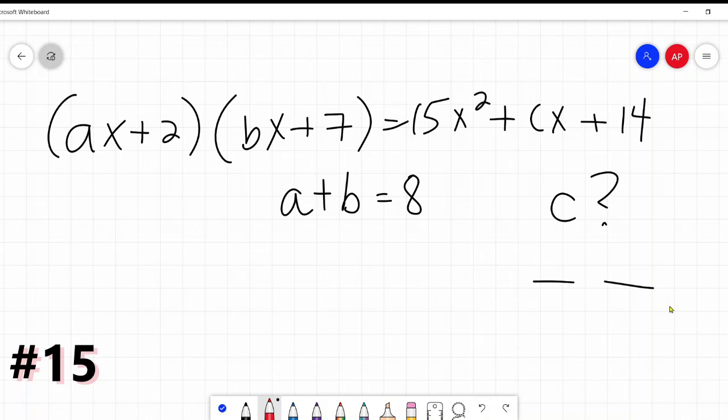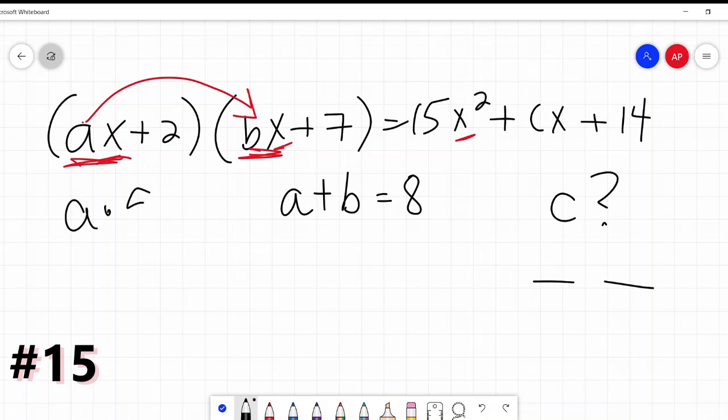Okay, so the first term when we're doing FOIL comes from multiplying these first terms, ax times bx. The x's multiplied together give you x squared. So now we know that a times b equals 15, and a plus b equals 8. What multiplies to 15 and adds to 8? 5 and 3. The only two things that multiply to 15 that would add to a positive number would be 1 and 15 or 5 and 3.